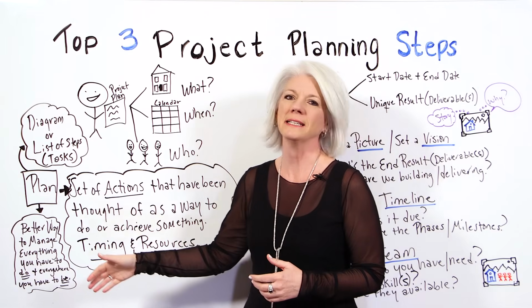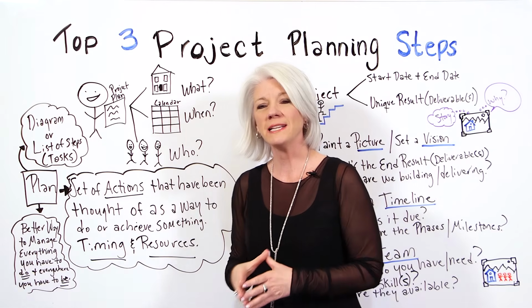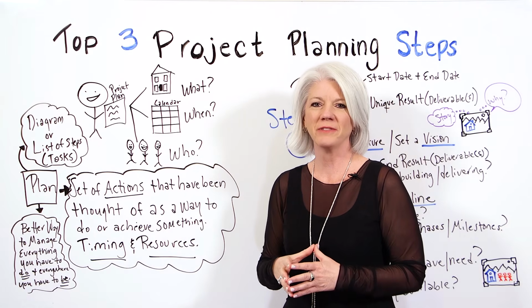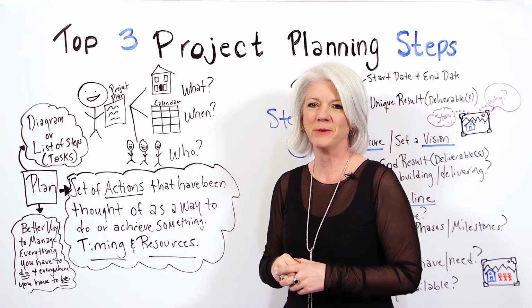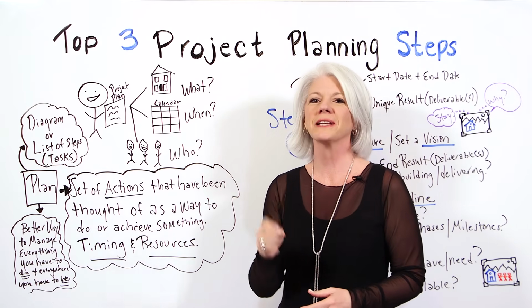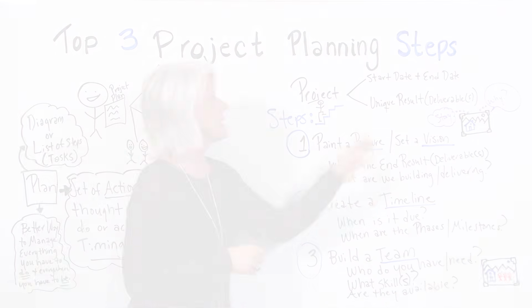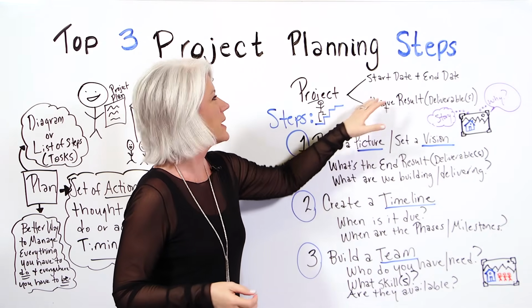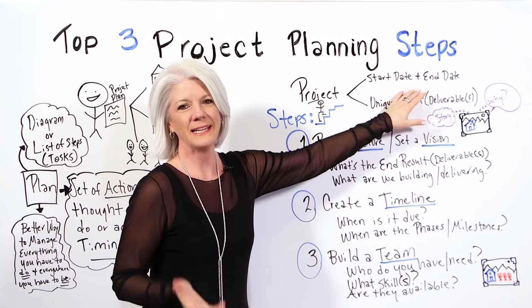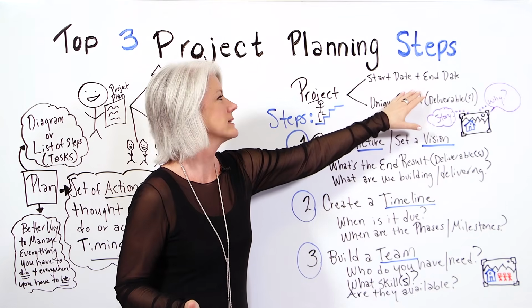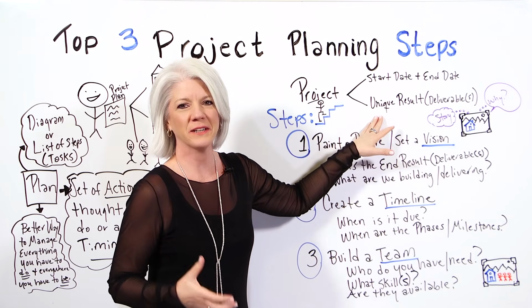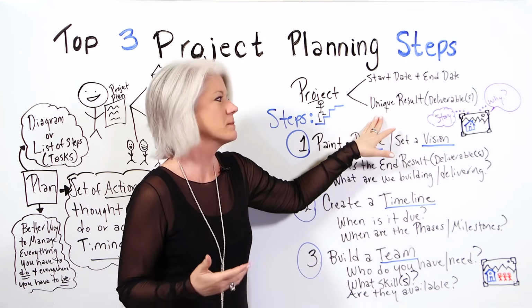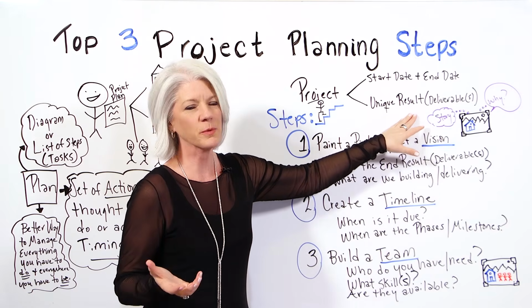So a plan is basically a better way to manage everything that you have to do and everywhere you have to be during this project. So let's talk about the 3 steps. Remember, in your project, you have a specific start date and end date for this entire project. And through the project, you're delivering a unique result. And some people like to call that a deliverable.